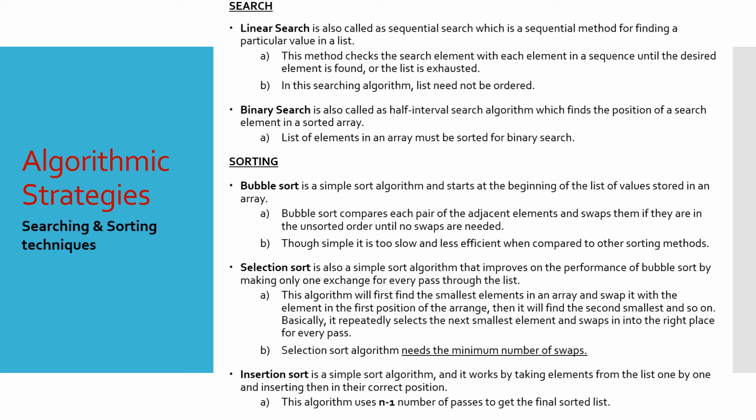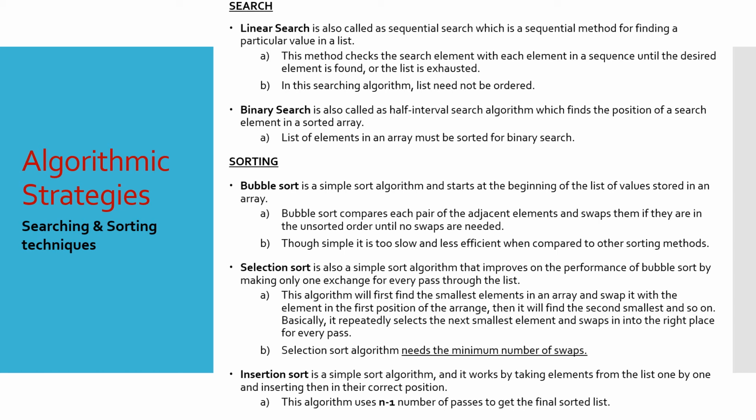Selection sort is good because it improves the performance mainly by making only one exchange for every pass through the list. It actually scans the whole list together and then decides which element to bring, rather than checking one at a time. What it will do is find the smallest element in the array and swap it with the element in the first position of the array.